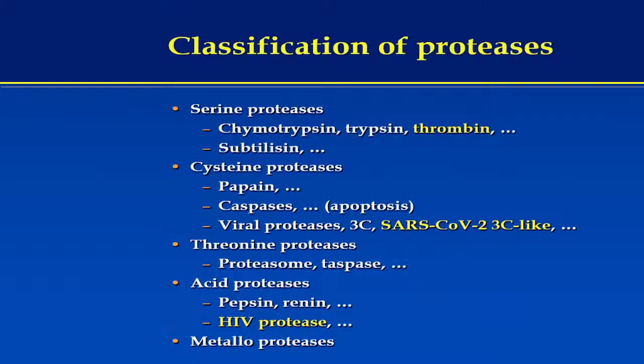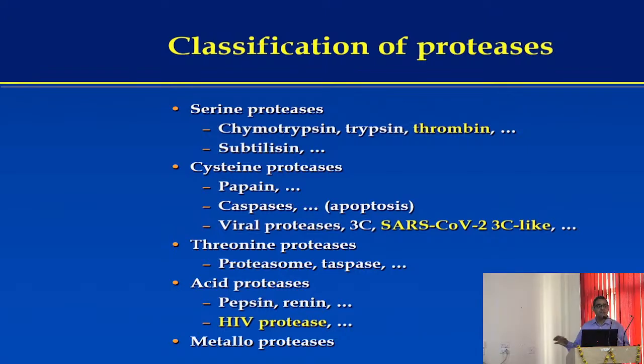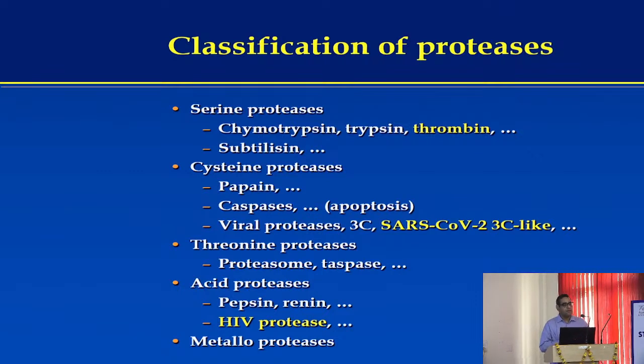And if you see the classification: serine protease, cysteine protease, threonine protease, acid protease, and metalloproteases. These are a few very classical examples of proteases. And when we talk about proteases, we should not forget that these are very regular enzymes. It is not a new class of enzyme. But the function, what is required for drug discovery, has not been taken care of in a larger way.